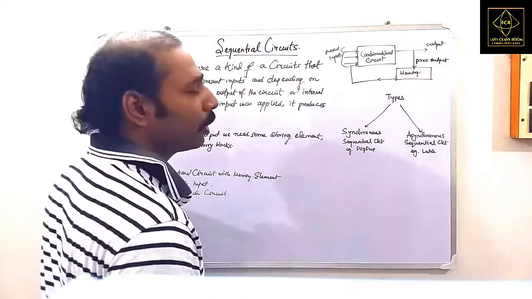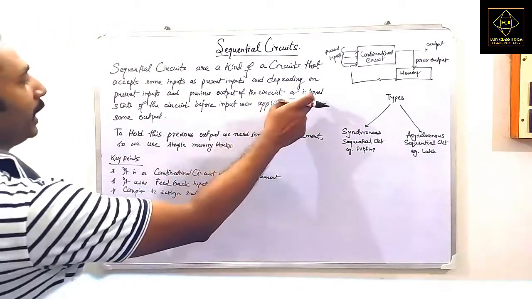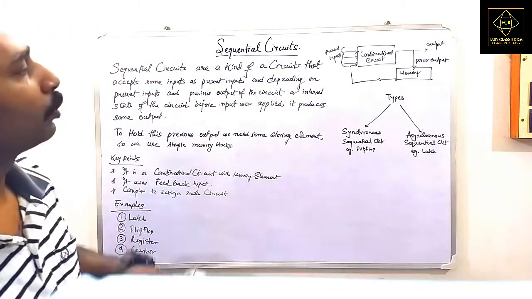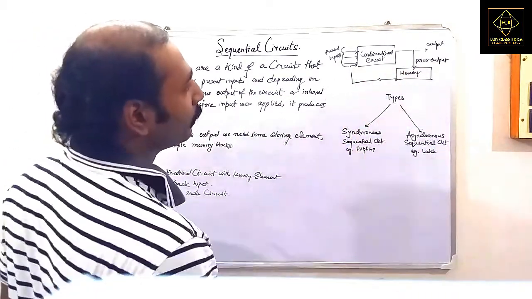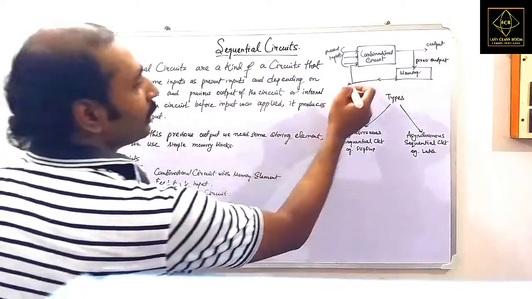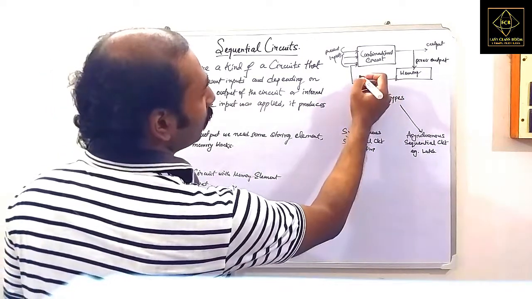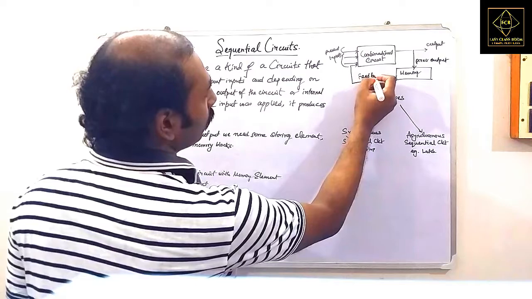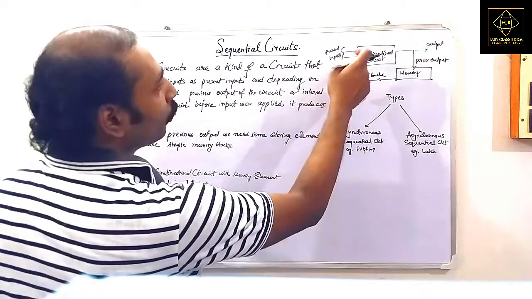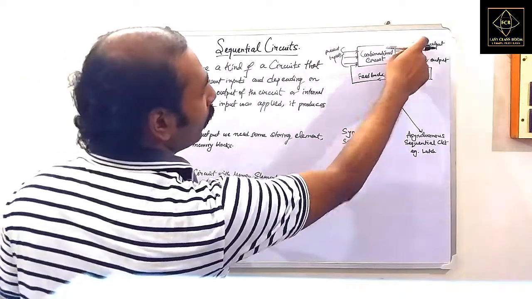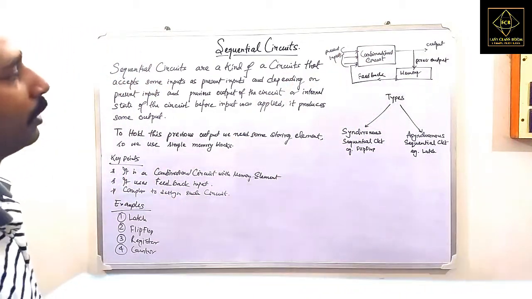This is a memory block where we can store this previous output, or the internal state of the circuit before the input was applied. The internal state can be stored somewhere and reused. This is something we are going to need, and it is known as feedback. This feedback input will be applied with the present input to get our desired output. This is how our sequential circuit works.